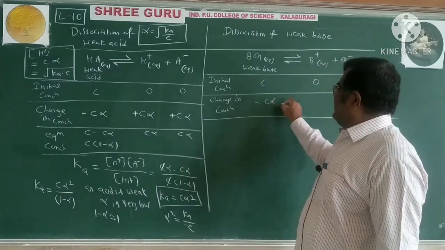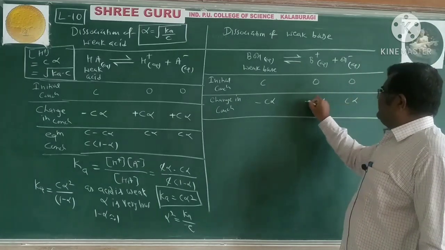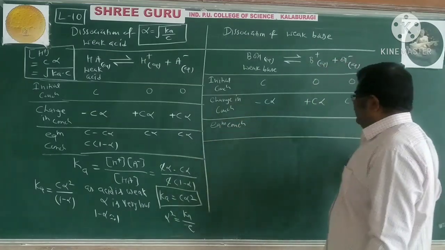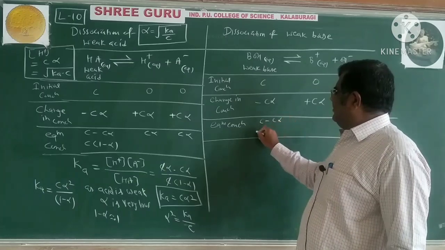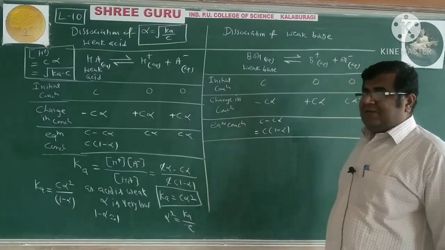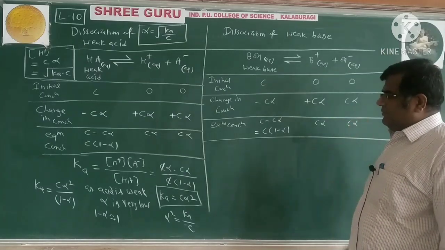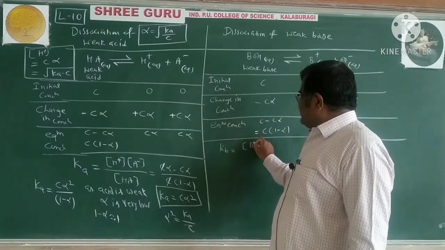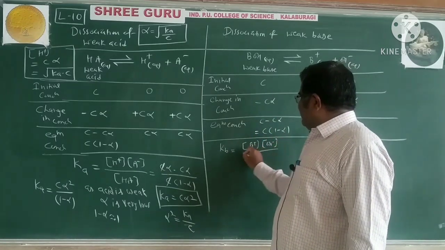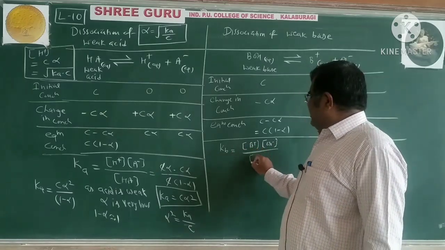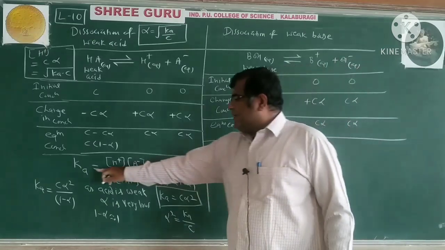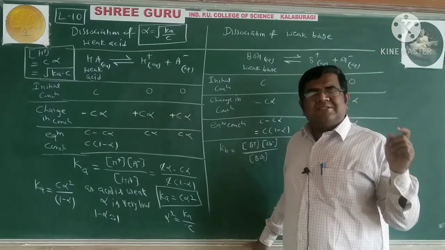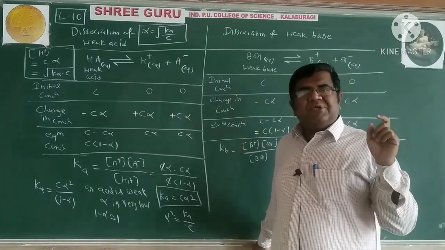We write this as negative C alpha, C alpha, C alpha. And equilibrium concentration is nothing but C minus C alpha, which is C into 1 minus alpha, C alpha, C alpha. Kb equals B plus ion concentration times OH minus ion concentration, where B stands for base, divided by BOH. Just like A stands for acid here, Kw means W stands for water, Kc, C stands for concentration, Kp, P stands for pressure.